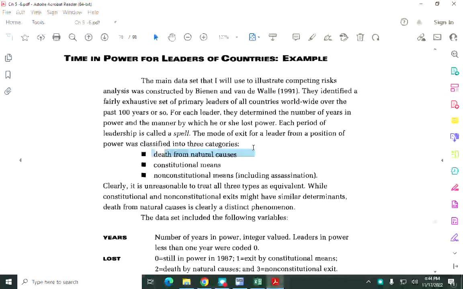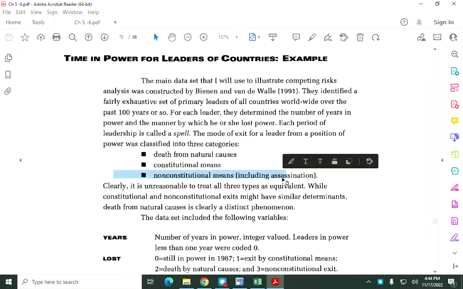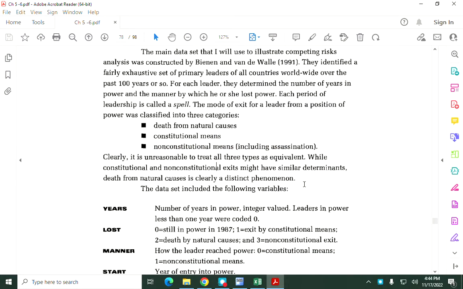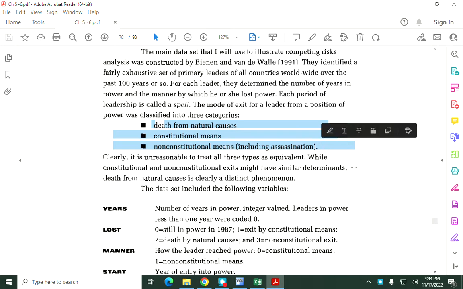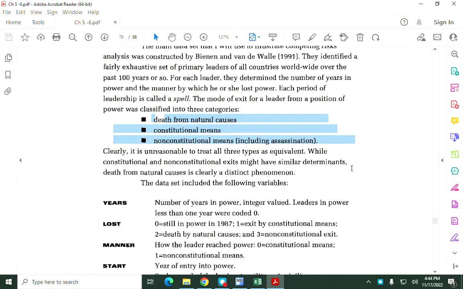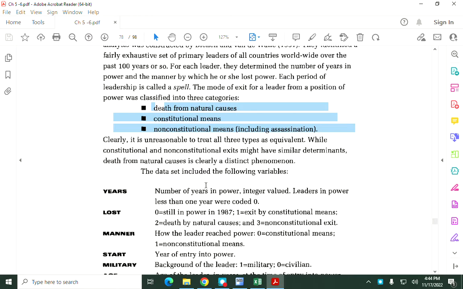The other one is constitutional means, where they got voted out. And then there is non-constitutional means, where they got assassinated. So for every world leader in the last 100 years, especially before and after the Second World War, a lot of new nations developed, and some of them died quick, got out of power quick. So how long the leader stays in power before getting kicked out is their survival time.